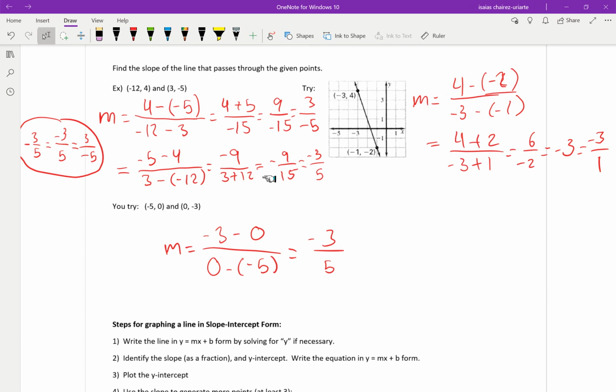Okay, so hopefully you feel comfortable and confident in finding the slope of a line if what you're given is 2 points. All right, let's move on.